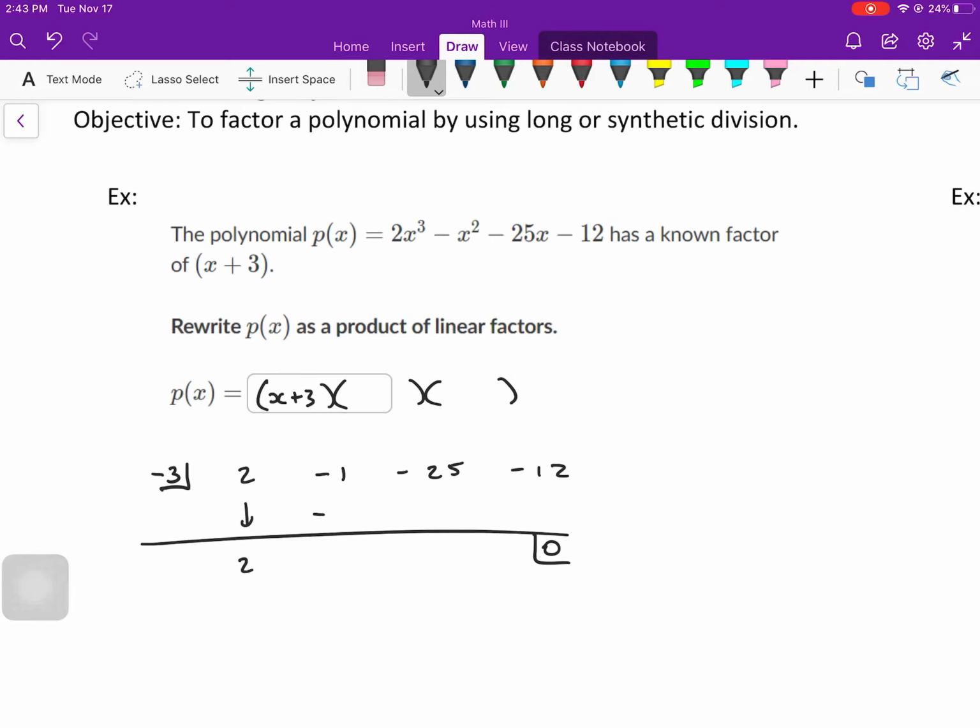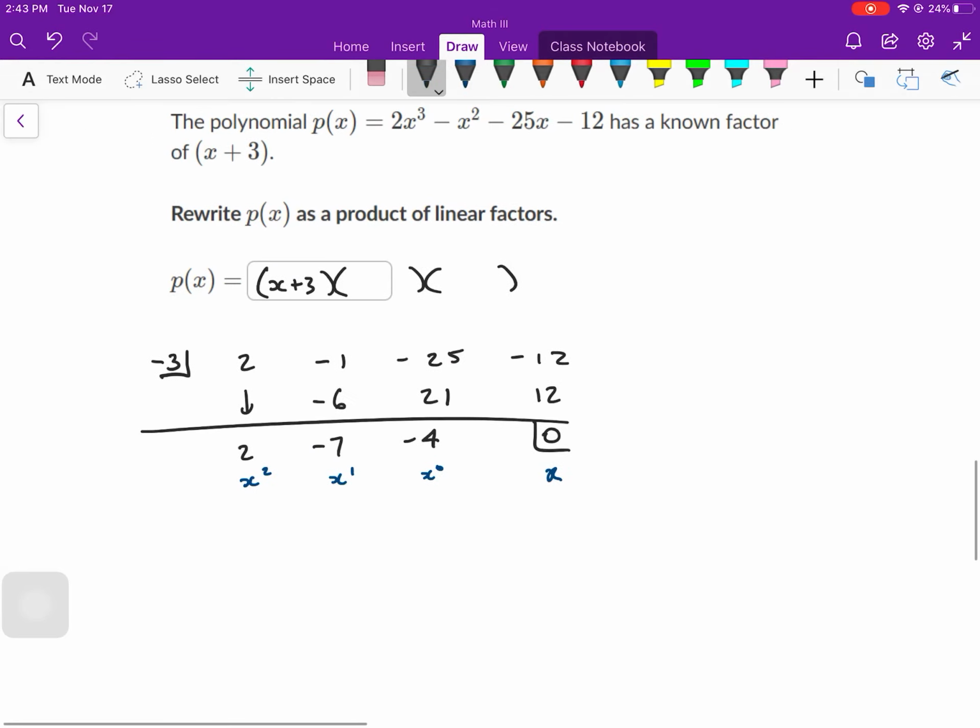So 2 times negative 3 is negative 6. Negative 7 gives us 21. So you multiply. You might want to reference the last section if you don't understand what we're doing here. Negative 4 times negative 3 is positive 12. Negative 12 plus 12 is remainder 0, which is good. Okay, so what do we have here? This is the remainder. This is the constant term. This is the x term, and this is the x squared term. So I have 2x squared minus 7x minus 4.